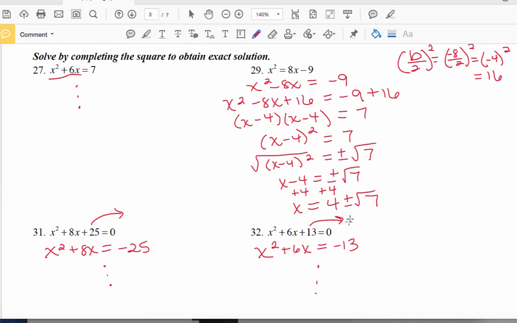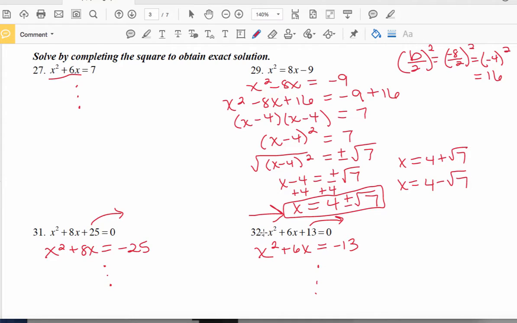And then you can just leave your answer like that if you want to. You can separate it into 2 answers if it makes you happy. One of your answers is x equals 4 plus root 7, and the other answer is x is equal to 4 minus root 7, but I actually prefer it condensed just like I have it right here.